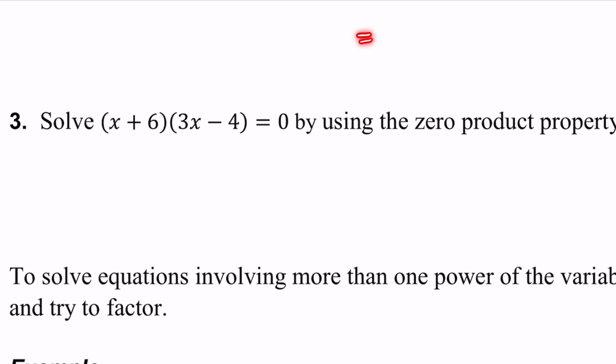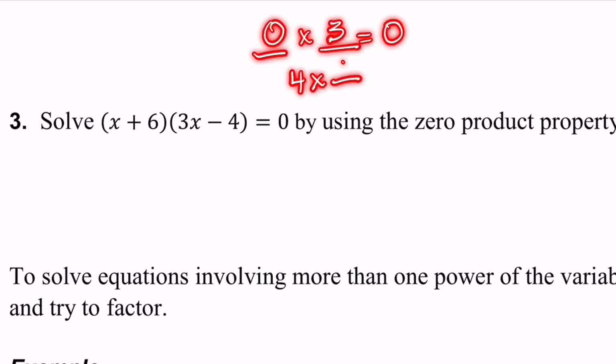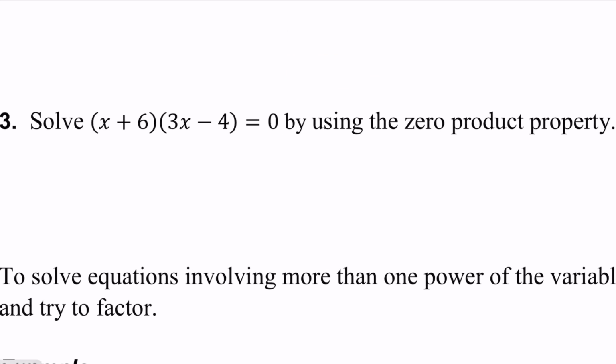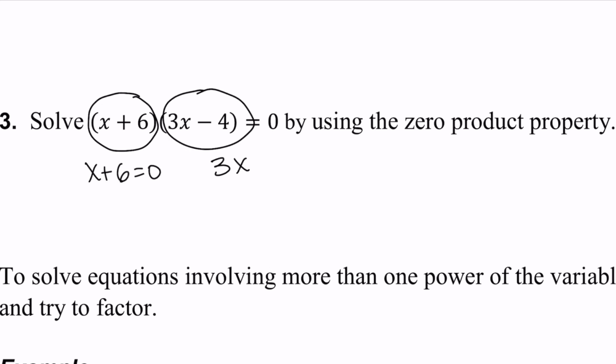Because if your answer is 0, one of the pieces has to be 0. Like 3 times 0 is 0, or 4 times 0 equals 0. Something has to be 0 if it's multiplying. So we're going to just take each piece and set them equal to 0. So we have x plus 6 equals 0 and 3x minus 4 equals 0.